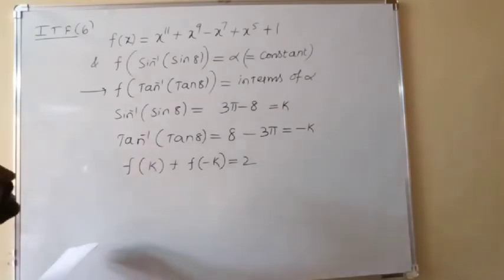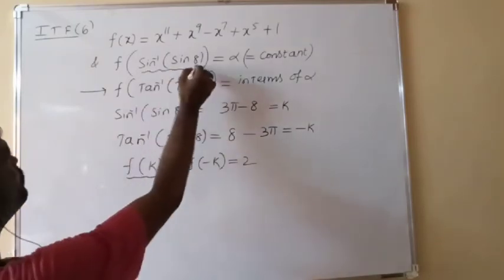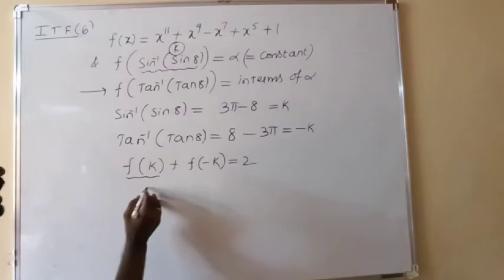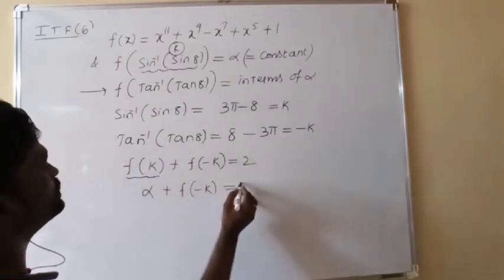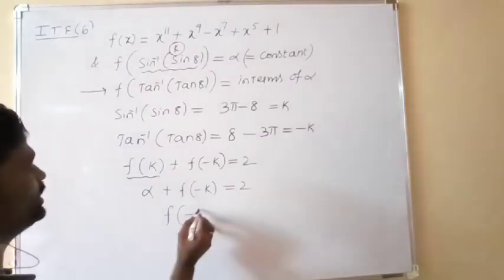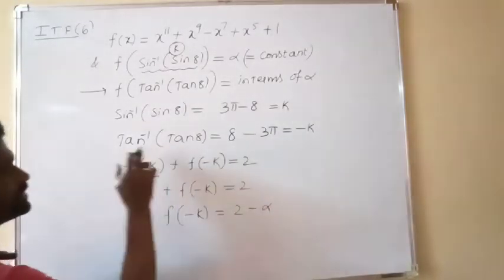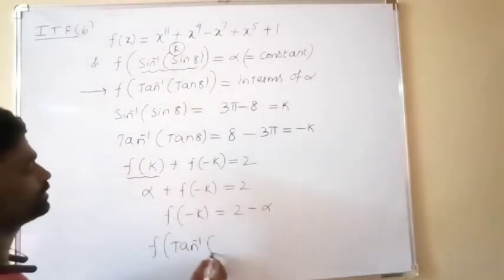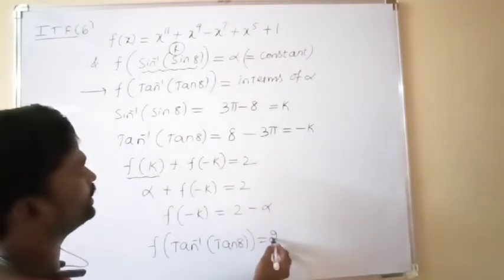What is the f of k value given? Because I am assuming this is k, f of k is given as alpha. So alpha plus f of minus k is equal to 2. So f of minus k is equal to 2 minus alpha. What is minus k? Tan inverse of tan 8. So the answer is 2 minus alpha.